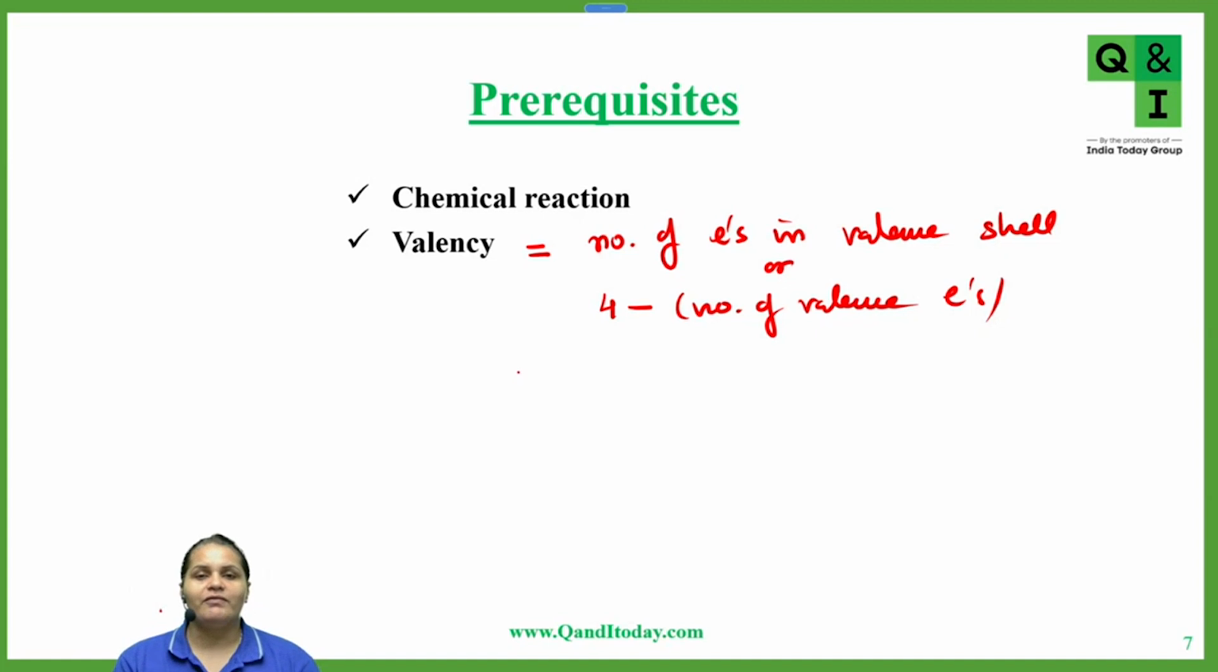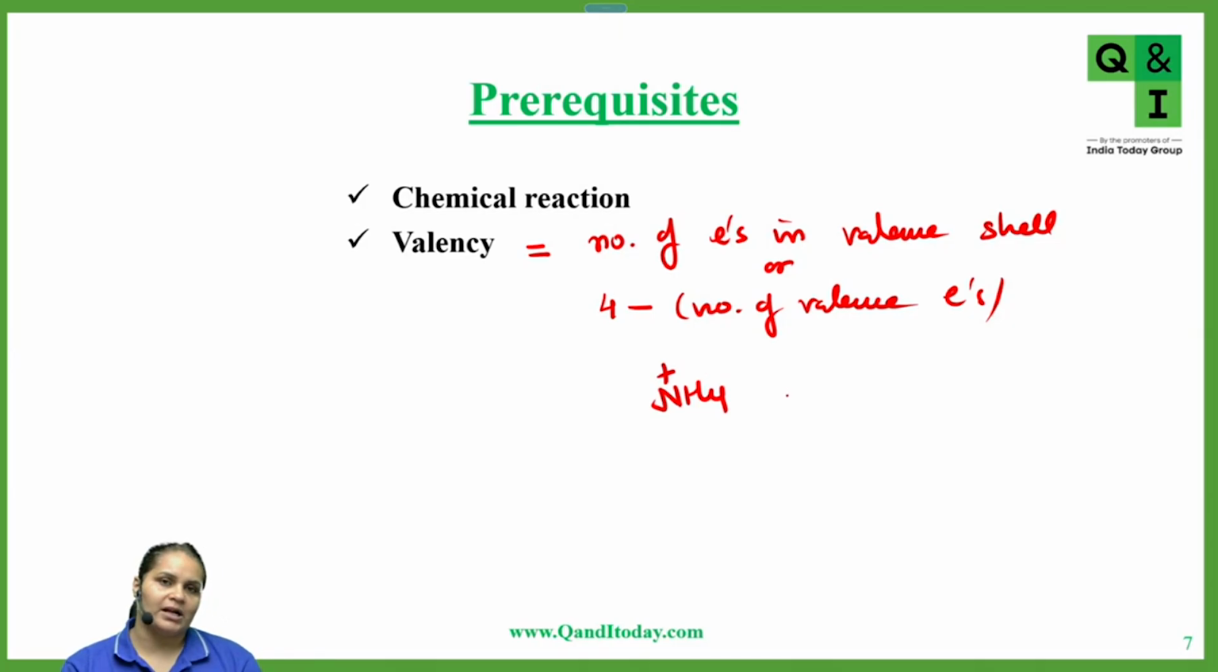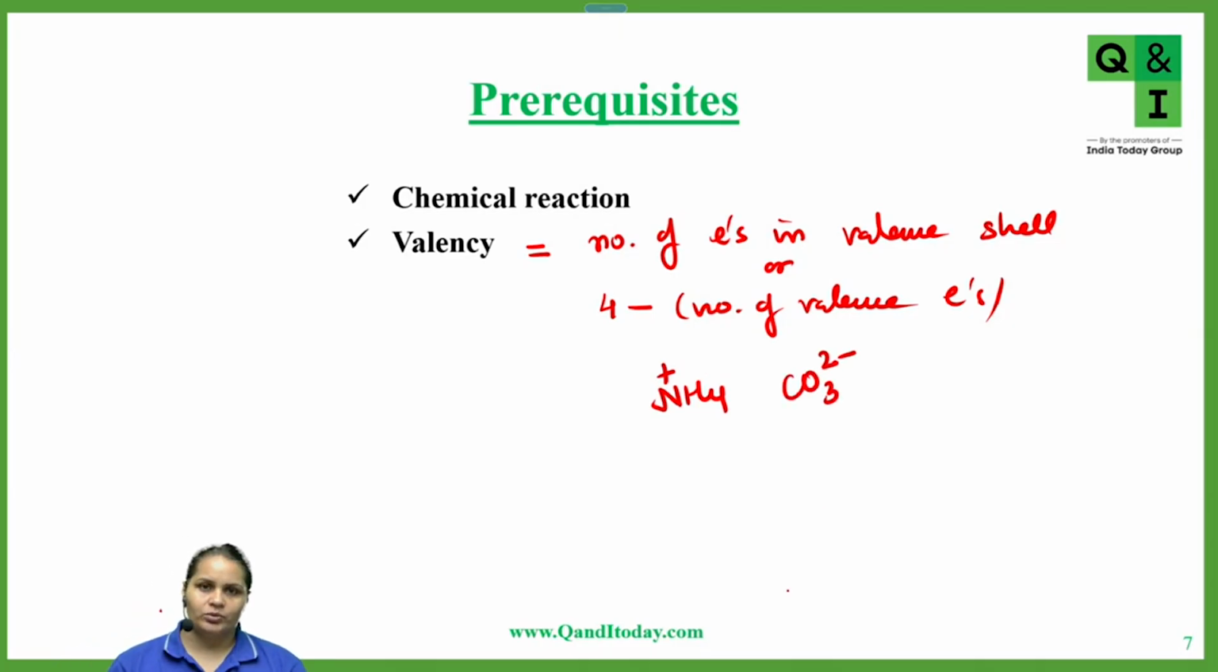And what about the valency of ions? Whatever the charge present on the ion behaves as its valency. Okay, so how do we use valency to find the chemical formula? That is important. So if I say that I have the ammonium ion, that's NH4 plus, and I have the carbonate ion, that is CO3 2 negative, how am I going to build the formula of ammonium carbonate?